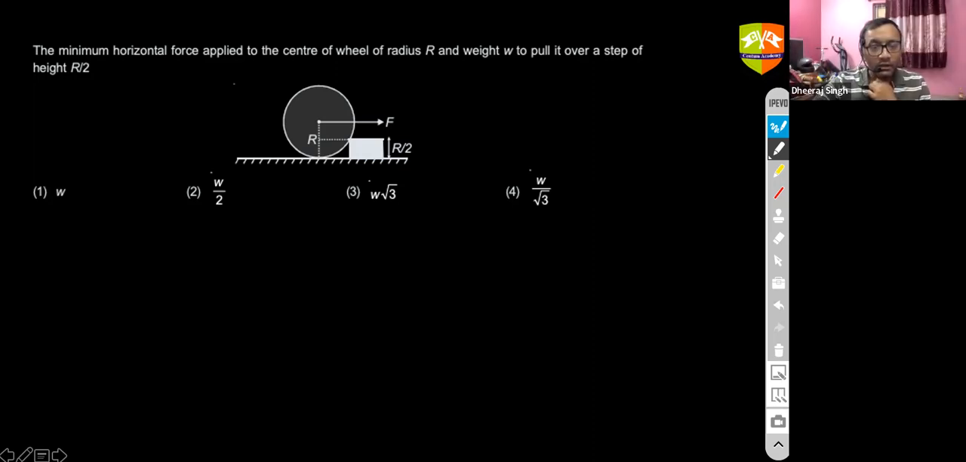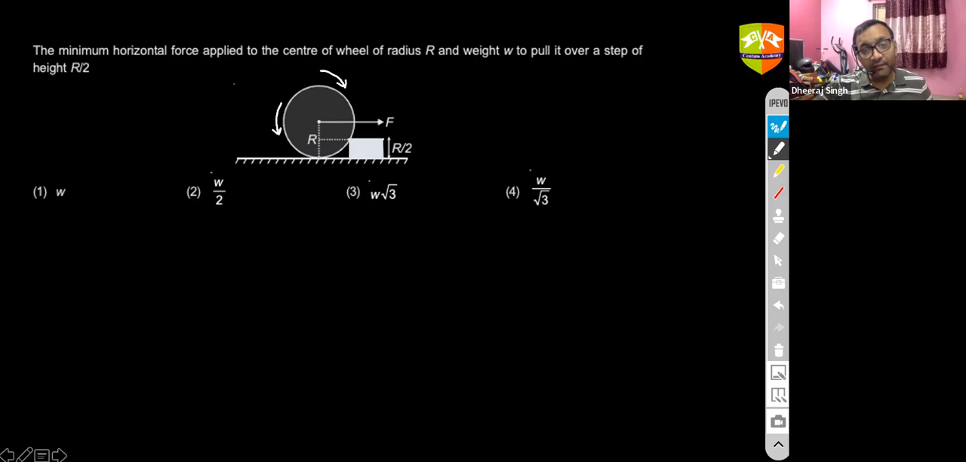Okay. So what is the condition so that it can be pulled over this step? What is the condition for that to happen? Right, so the torque which is trying to rotate in this way is more than the torque which is trying to rotate that way. I hope this is clear to all of you.